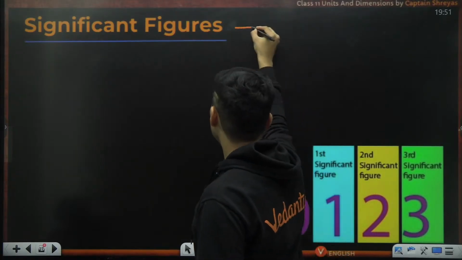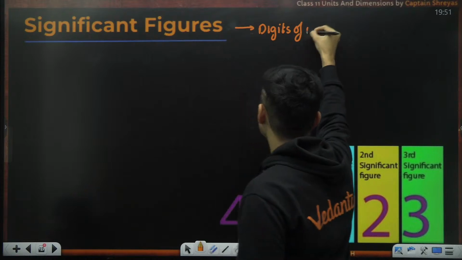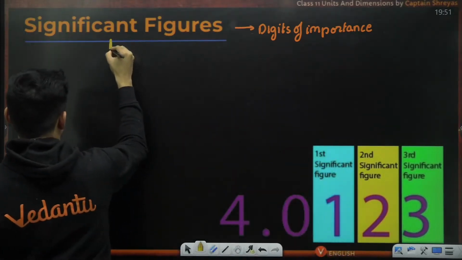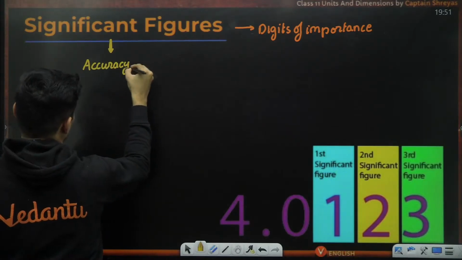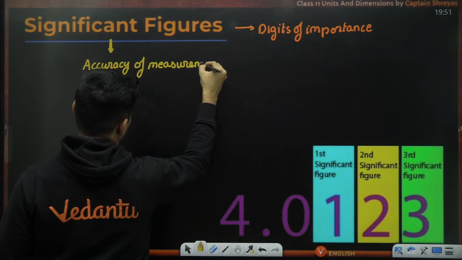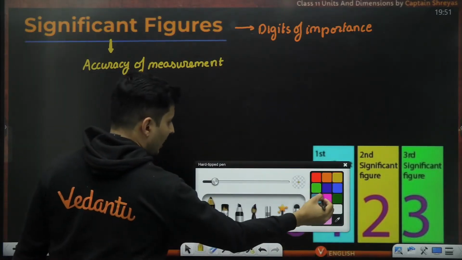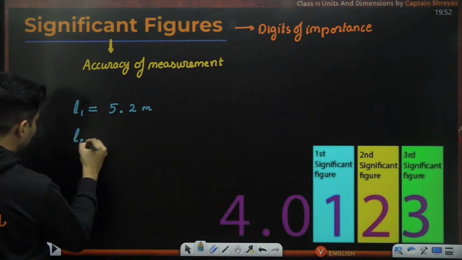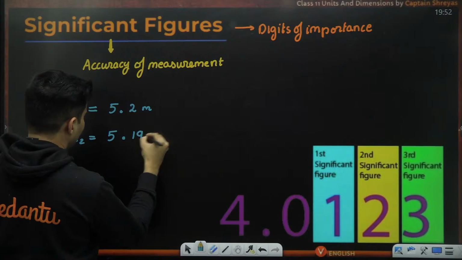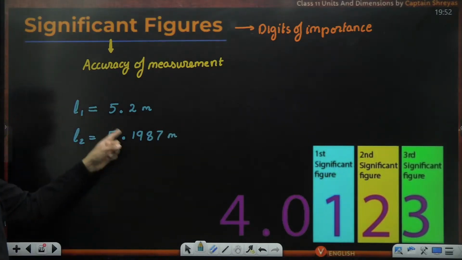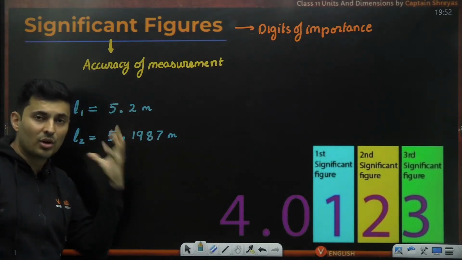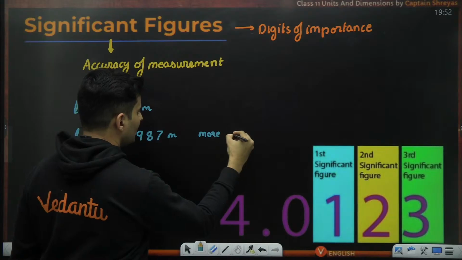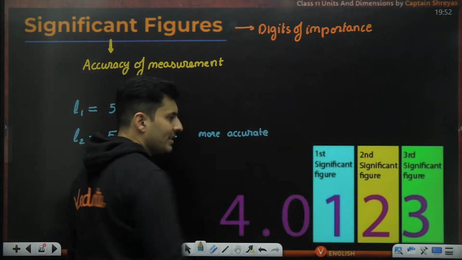Basically, they are nothing but digits of importance. And significant figures tell me the accuracy of a measurement. For example's sake, let's say some person measures the length as 5.2 meters. Other person measures the length as 5.1987 meters. Technically, 5.1987 can be rounded off to 5.2, but this one is more accurate. Here the number of digits are also more. So this is more accurate because it also has more significant figures.